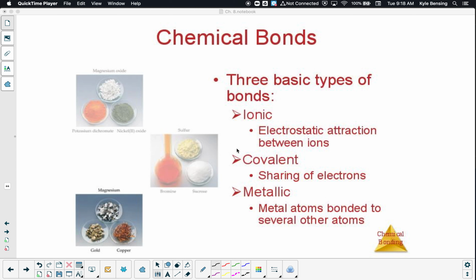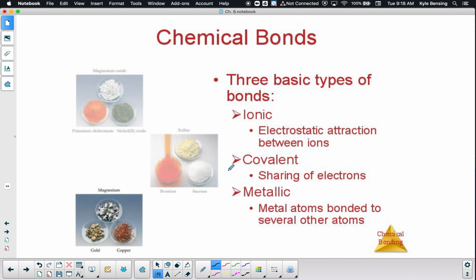Today we're going to be talking about covalent bonding. That's this one right here, the sharing of electrons. This is between nonmetals and nonmetals. So let's take a quick look.